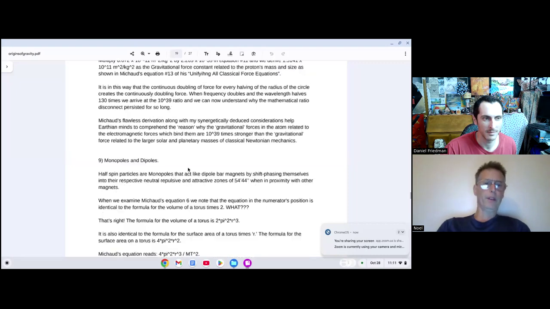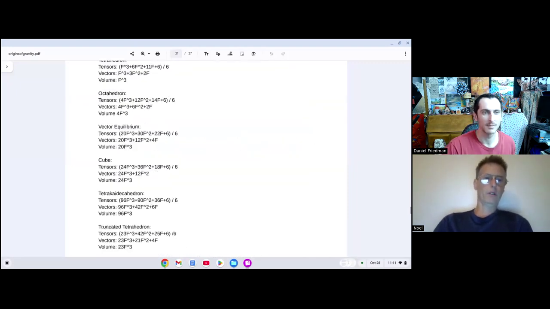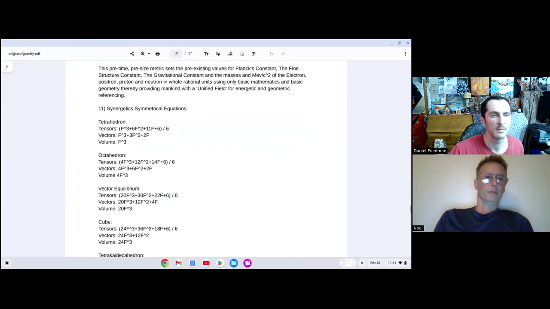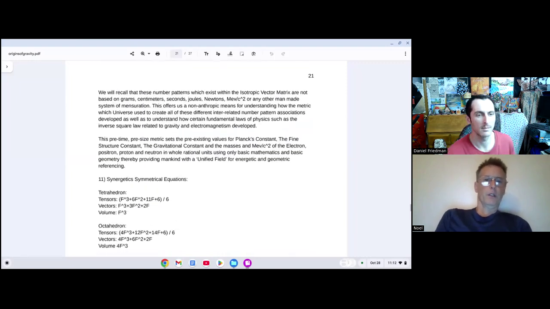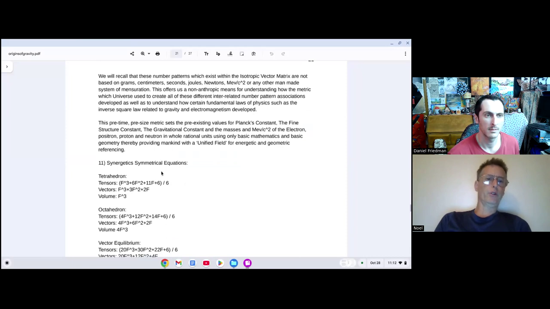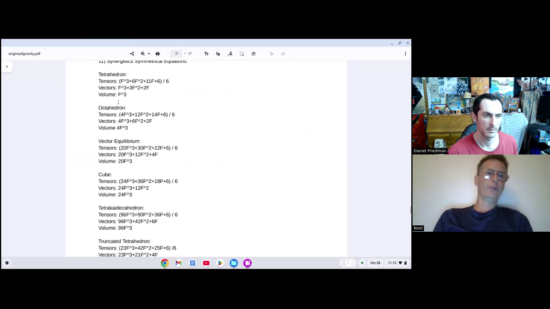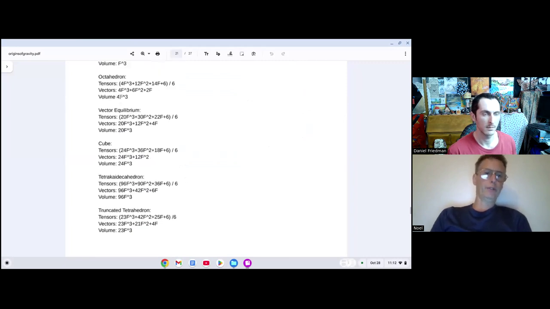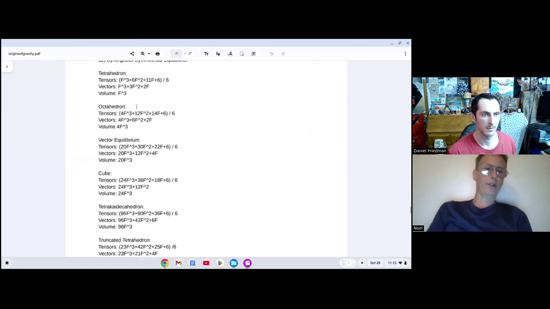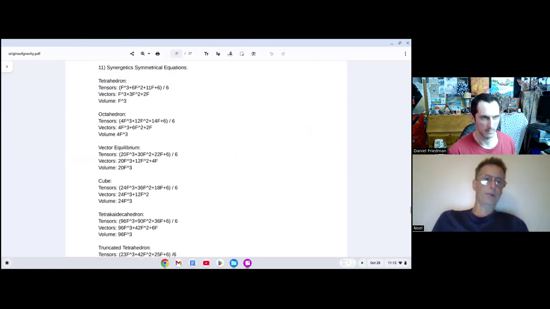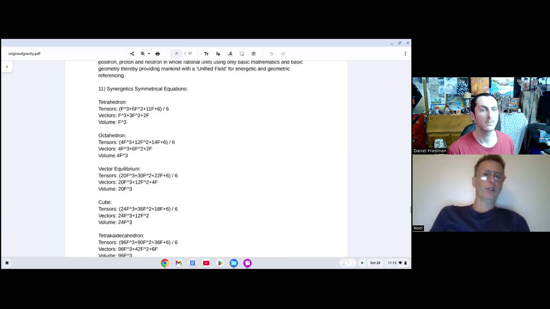So we'll remember then that. So see these symmetrical equations, right? These are the equations related to the total number of closest packed unit radius spheres or tensors, their kissing points or vectors, and the total tetrahedral volume inside of each of these different polyhedrons. These are all symmetrical polyhedrons, which are the exact same shape each time you layer them. They keep on creating tetrahedral, octahedral, or vectorhedral shapes. So these symmetrical synergetics equations, right?